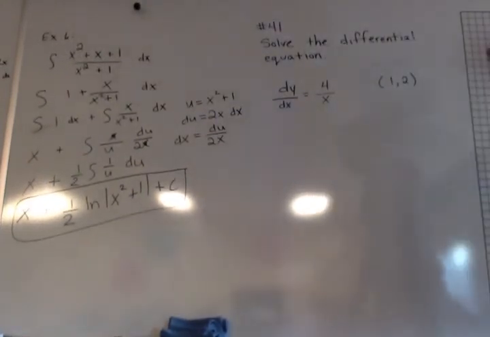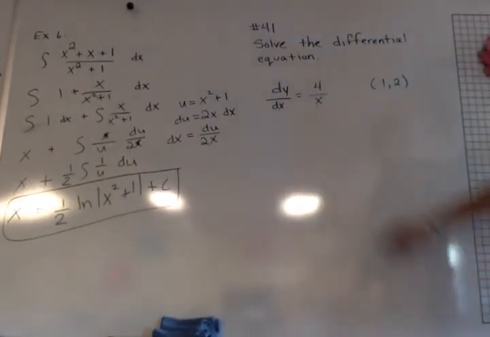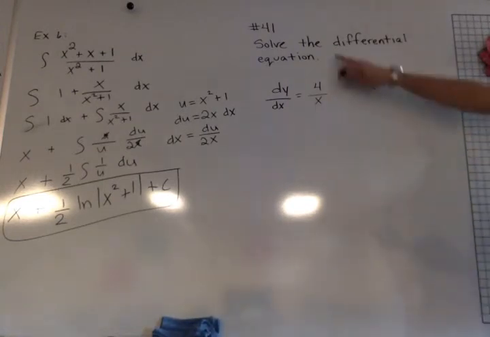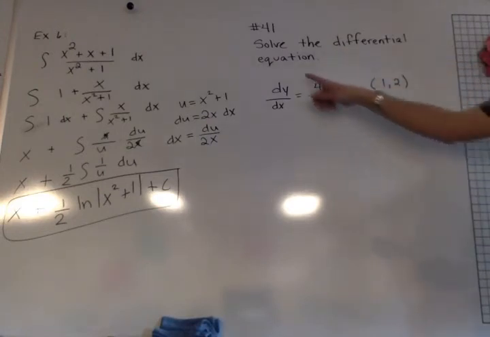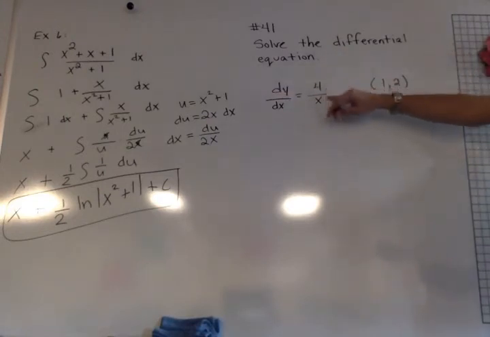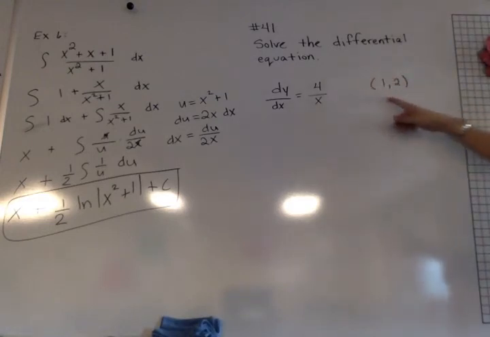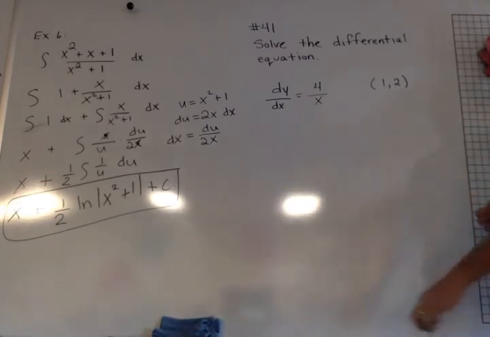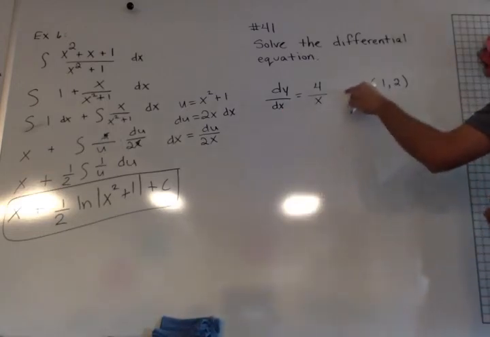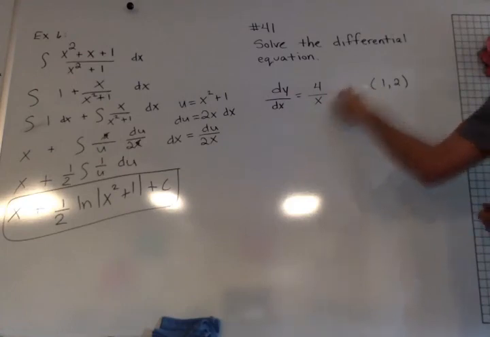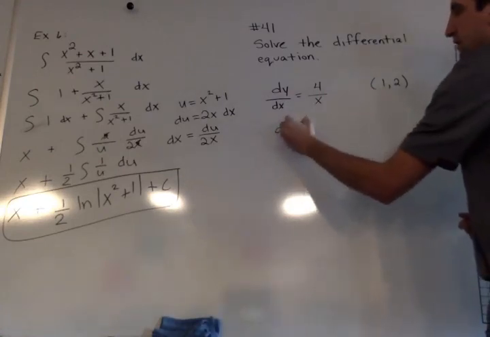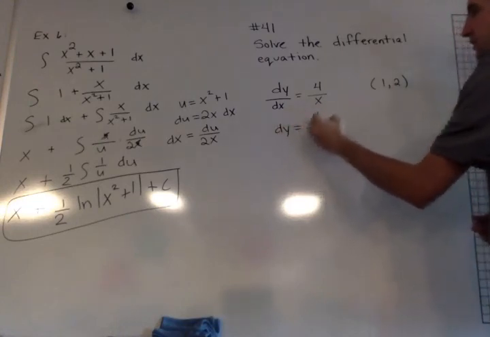All right, here's our last example for the day. It's number 41 out of the book. This will help you on number 43 and 49. It just asks you to solve the differential equation, and the equation we're given is dy over dx equals 4 over x, and we want to write this equation through the point (1, 2). So what that means is we will not end up with a plus c. We'll be able to solve for c and have a definite integral. One step I'll do here is just multiply the dx over to remind myself I'm integrating in terms of x. So I have dy equal to 4 over x dx.